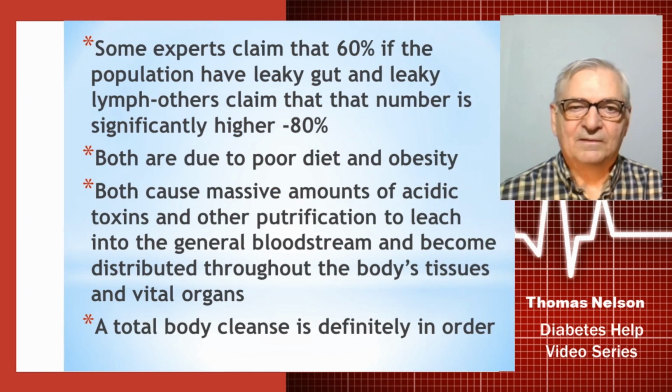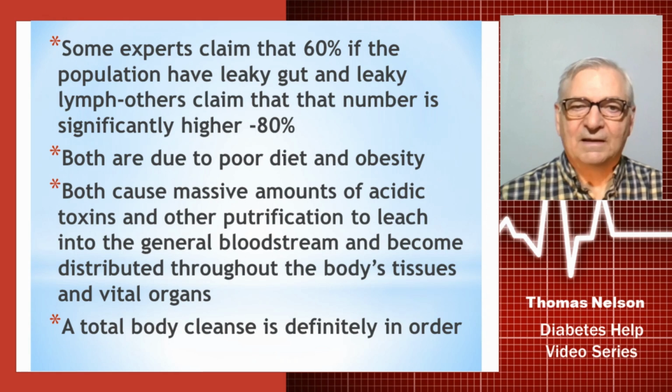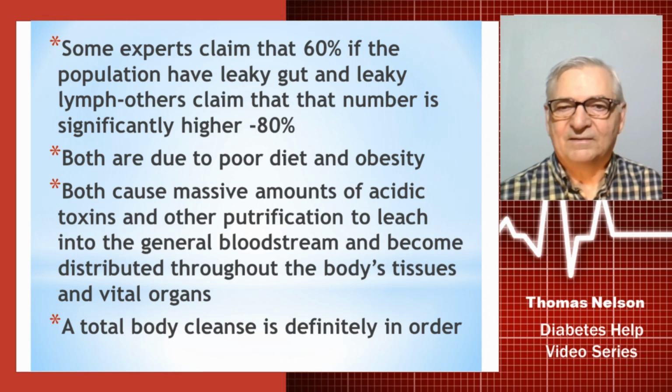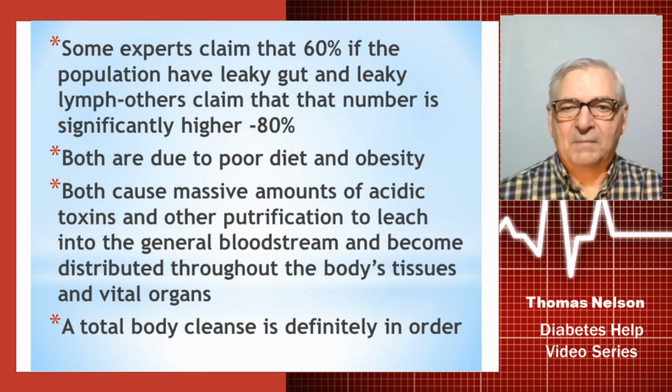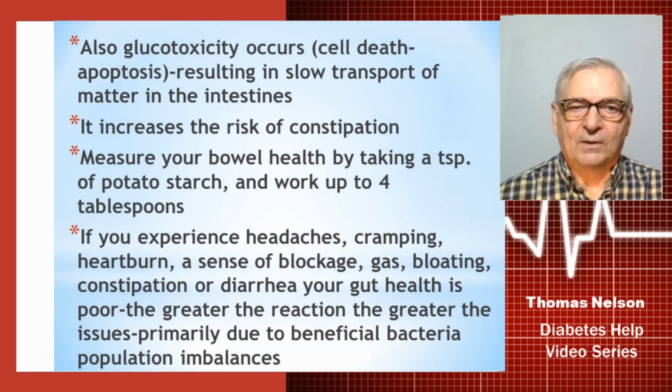muscles of your intestines. Some experts claim that 60% of the population have leaky gut and leaky lymph, both of them. There are others that claim that number is much, much higher, some say as high as 80%. Both are due to poor diet and obesity. Both cause massive amounts of acidic toxins and other putrefaction to leach into the general mainstream and become distributed throughout your entire body and all of your vital organs, which is going to lead to massive amounts of inflammation. So the total body cleanse is definitely in order.